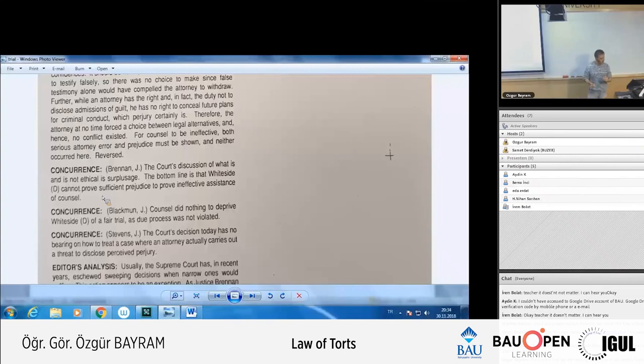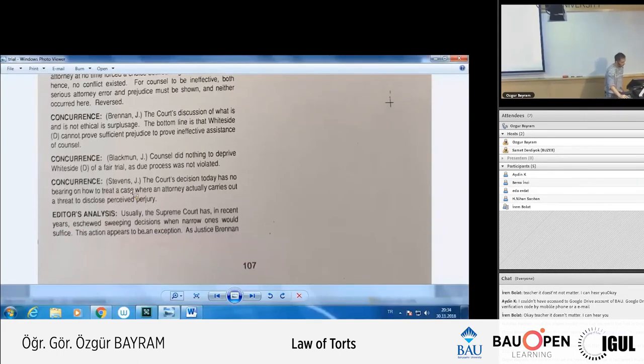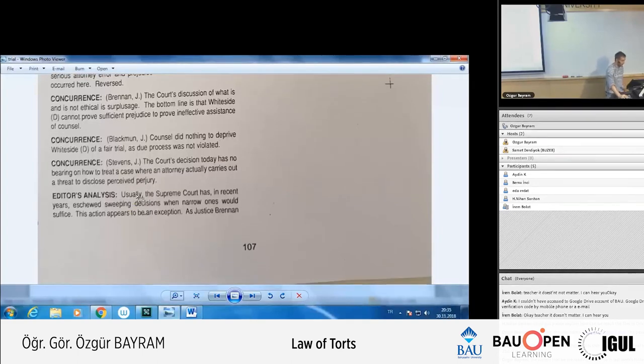So, yeah. Good. What does Blackmun say? Yeah, the counsel, his attorney did nothing to deprive him of a fair trial. Okay. That is, his lawyer did nothing bad, nothing wrong. Summary, very brief. And finally, how does Stevens evaluate it? Concurrence, by the way. These are all concurrences, they all agree. They all accept.